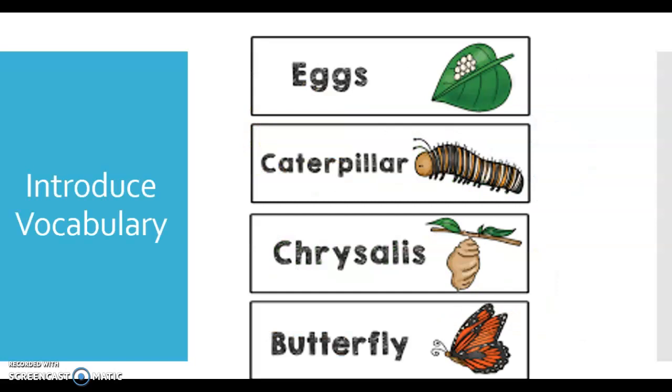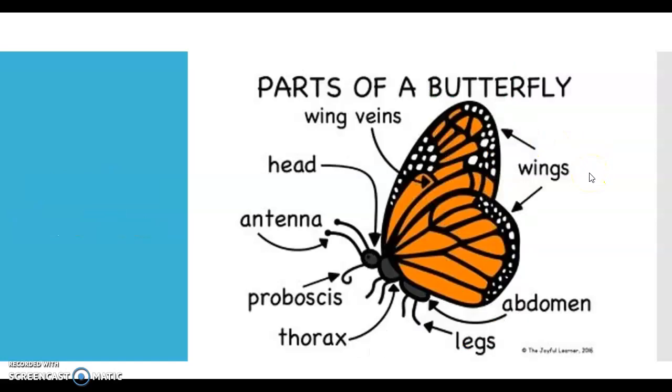Within any exploration, introducing vocabulary is going to be key. This would be vocabulary that you would introduce for a study on butterflies: eggs, caterpillar, chrysalis, butterfly. That word chrysalis is a big word, but preschoolers love to say it, and if you teach it to them, they will know that caterpillars form a chrysalis and not a cocoon before they turn into a butterfly. Moths form a cocoon, but butterflies form a chrysalis, and that's something that they will internalize and remember, and they can teach it to their parents as well.